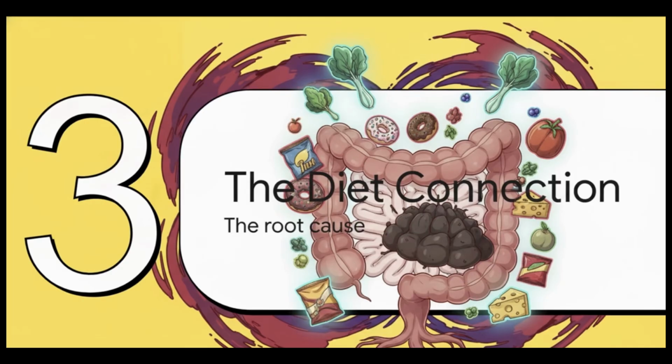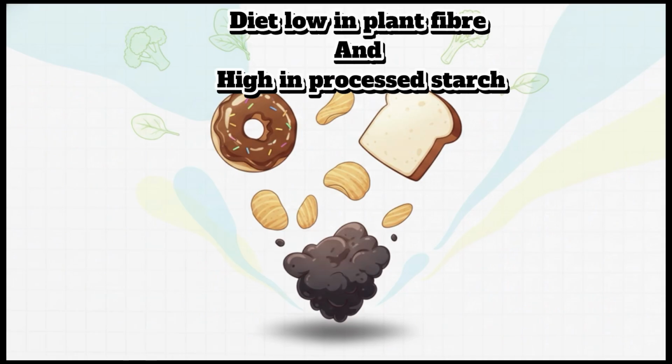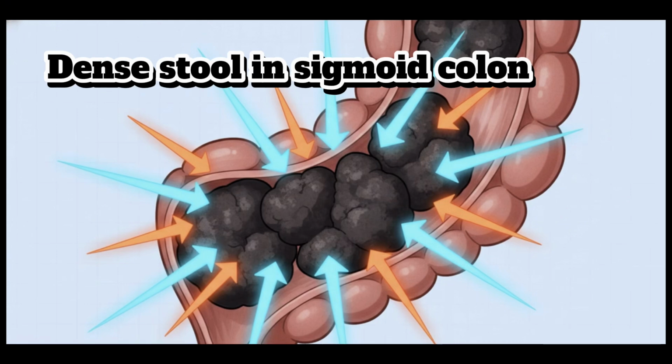Moving on to causes. The leading cause of diverticulosis is a diet low in plant fiber and high in processed starch, which leads to denser food waste. This is why the condition shows up more often in the sigmoid colon, where waste tends to become more solid.